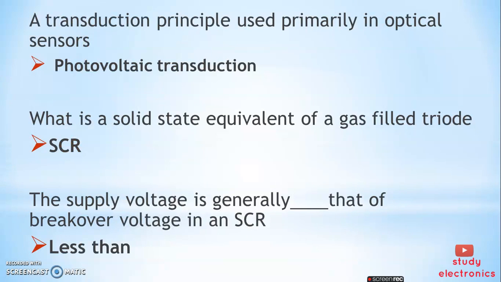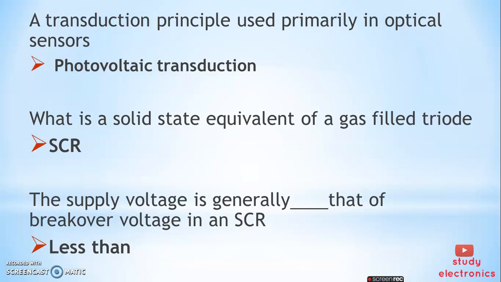First question. A transduction principle used primarily in optical sensors, that is photovoltaic transduction. This is the transduction principle. Photovoltaic transduction is used primarily in optical sensors.